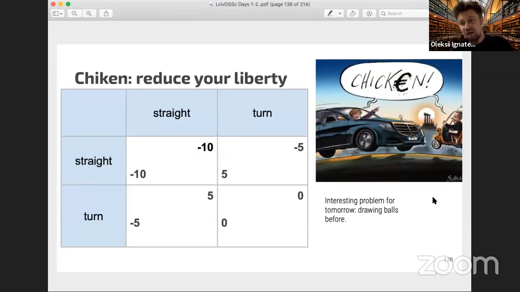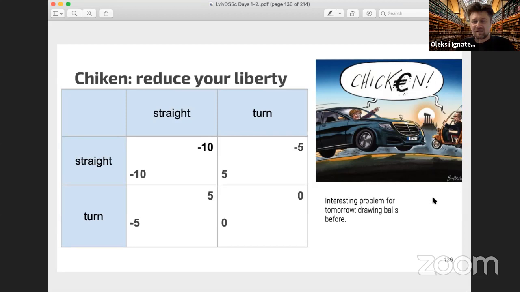Okay, so an example of how you can increase your credibility by reducing your liberty is chicken. Well, chicken in the first setup, as I said, is two cars going along a straight line, and whoever turns is a chicken, and whoever goes straight is a macho.